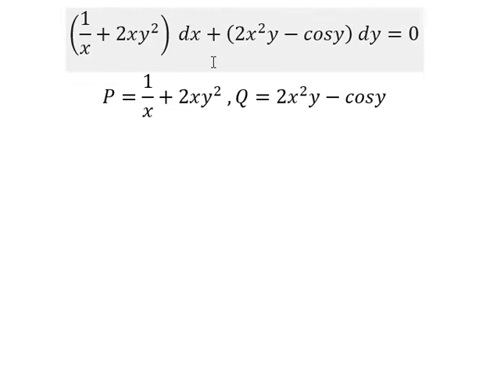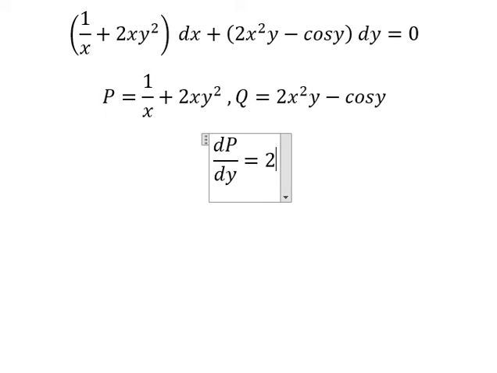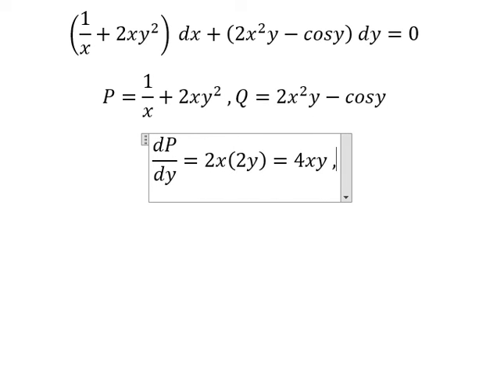Next, we have the test. That means we need to do first the derivative of b with respect to y. So this one we just have only y squared. First, the derivative of y squared we have 2y. And now we have 4xy.